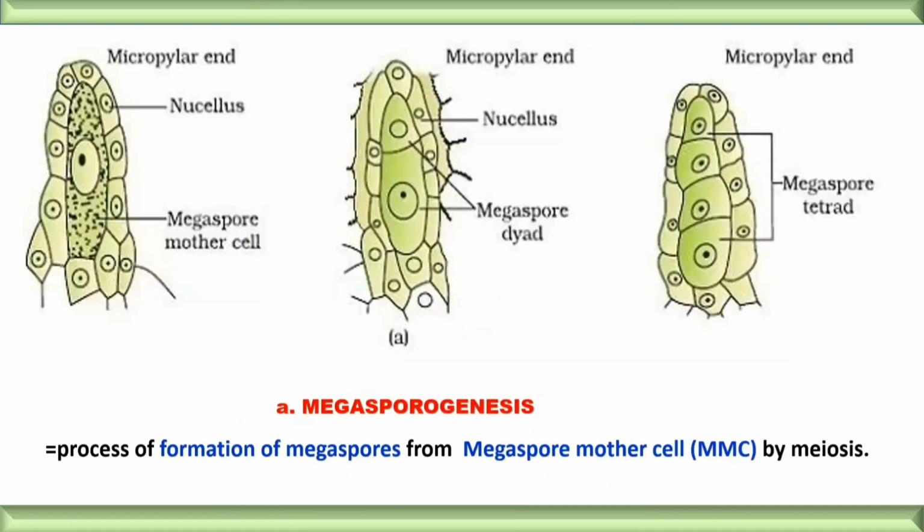So let's start with the first one, that is Megasporogenesis. It is the formation of the megaspore. Within the nucellus, the megaspore mother cell differentiates, which is larger, and it undergoes meiosis 1 to form two daughter cells, which are collectively referred to as megaspore dyad. Again, it undergoes meiosis 2 to form the megaspore tetrad, which is linearly arranged.